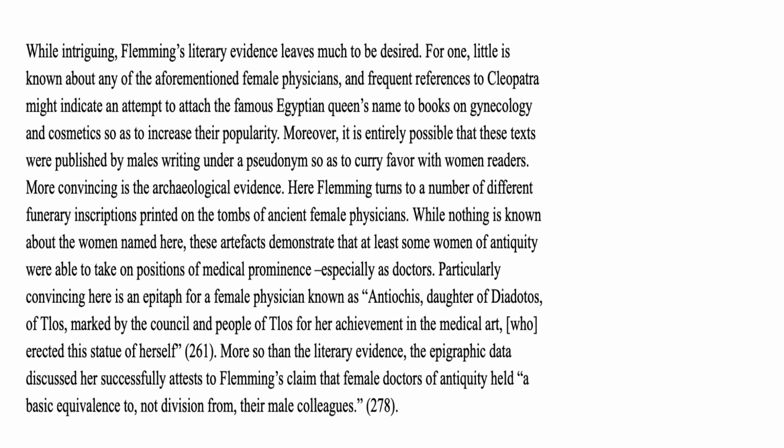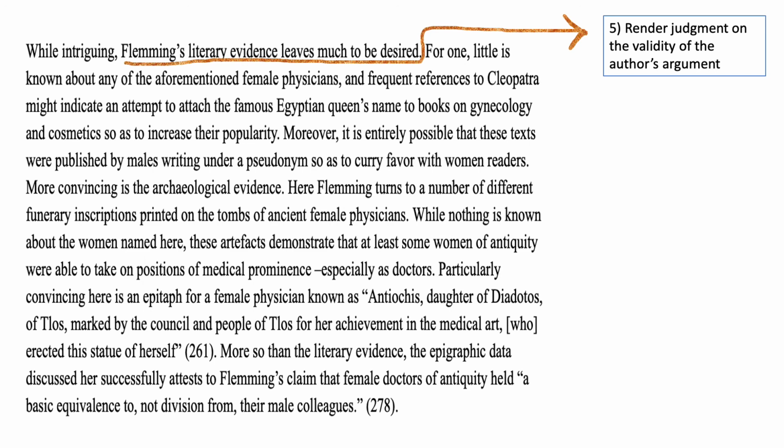Then the second paragraph, as we said, this is going to be more analytical. This is where you put on your critical thinking hat and assess the validity of the author's argument, where you tell me very directly that you are persuaded or that you are not persuaded by what the author is trying to prove. So, for example, I start out the second paragraph of this annotation very directly, very matter-of-factly saying, the literary evidence leaves much to be desired. That is me rendering my verdict, or telling the reader, I don't think this part of the argument worked very well. I was not convinced.